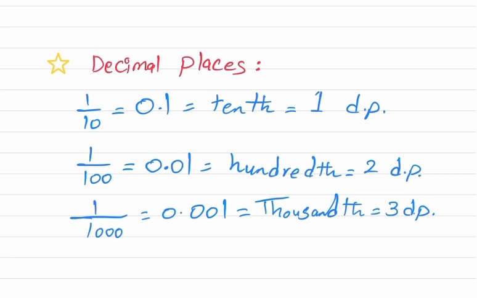So 1 decimal place is the first digit after the decimal point, like in 0.5. 2 decimal places means the second digit after the decimal point, like 0.07. 3 decimal places, this is the third digit after the decimal point, like 0.009. So we have 5 tenths, 7 hundredths, and 9 thousandths.